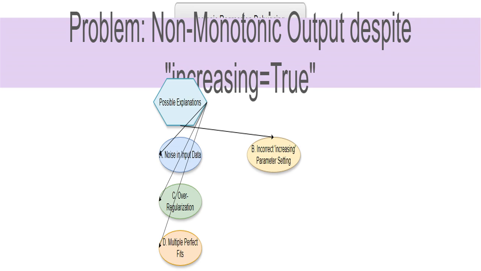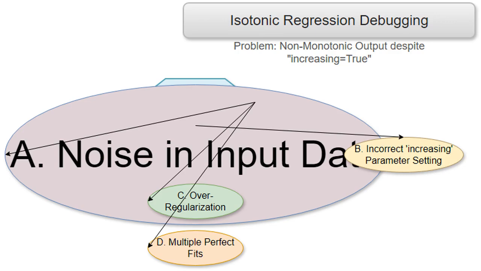Let's dive in. I might have used too much regularization. Regularization prevents overfitting by simplifying a model, but too much can prevent it from accurately fitting the data. With strong regularization, the model prioritizes smoothness over strict monotonicity, resulting in minor deviations. It's like trying to iron out wrinkles so much that you make slight bumps instead.